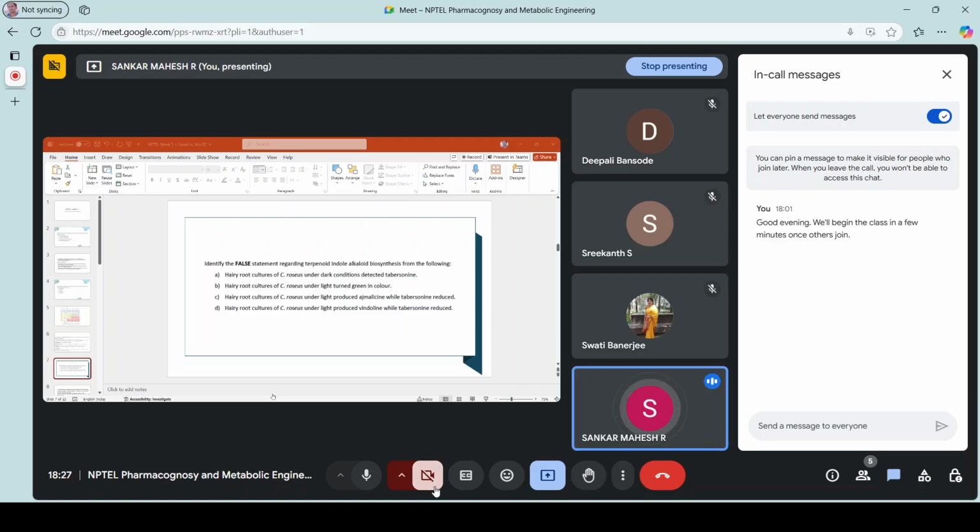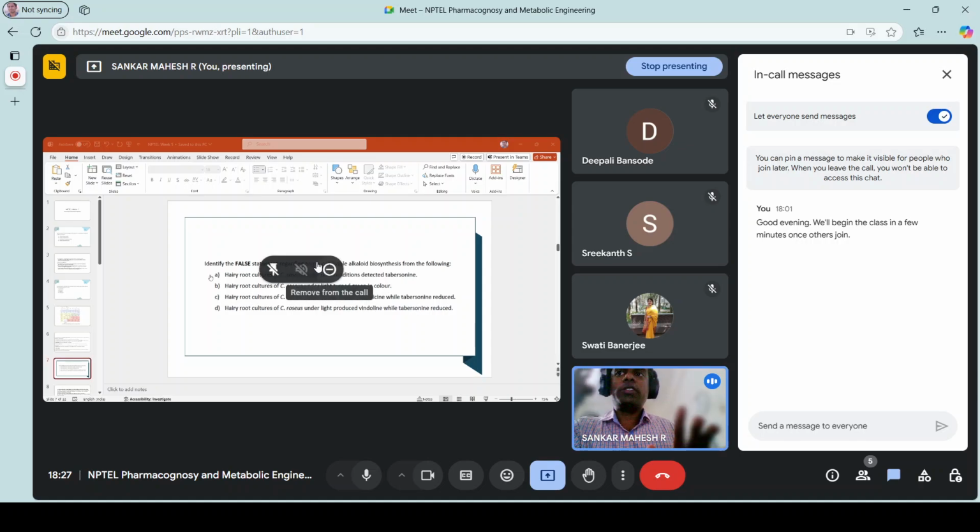Okay, does anyone want to try answering this question? The question is about how, under different conditions of light and darkness, this terpene indole alkaloid biosynthesis would produce different compounds. So we want to know which of these is false. Does anyone want to try? Deepali, Shrikant, Swati?